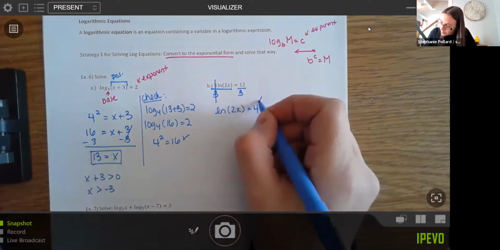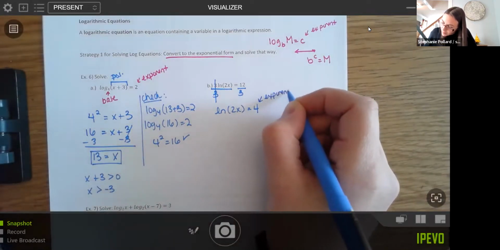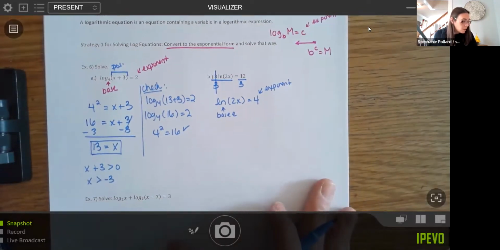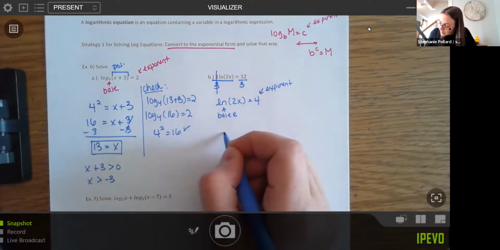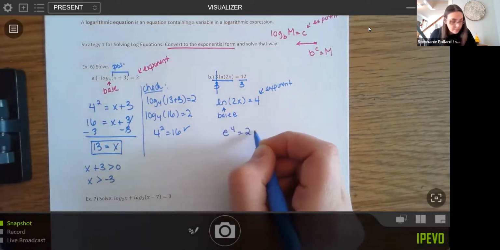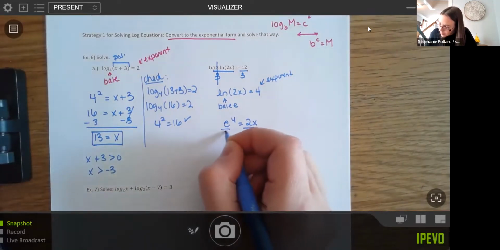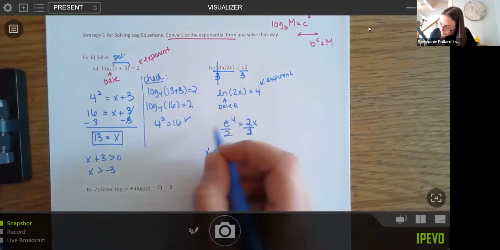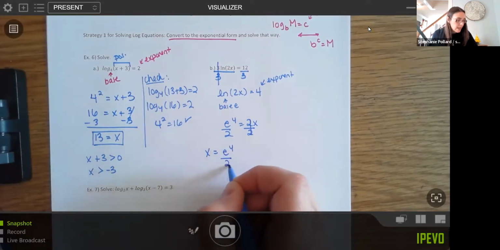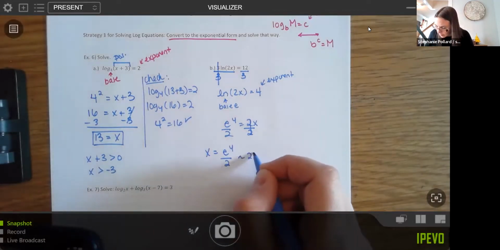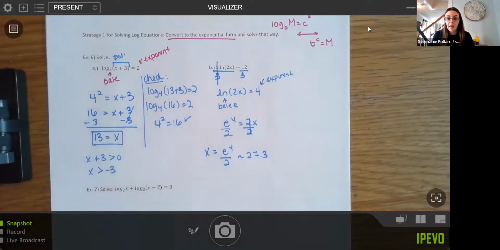Now, this is going to be our exponent. And remember that your base here is e. So when you have that natural log, your base is e. So we're going to go ahead and set this up to be e to the 4th power is equal to 2x. I can divide both sides by 2 here, and I get a final answer that x is equal to e to the 4th over 2. Now that's the exact answer. If you want to see an approximation, we can use it on our calculator. We get about 27.3.